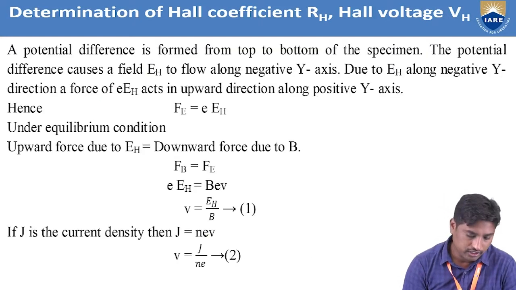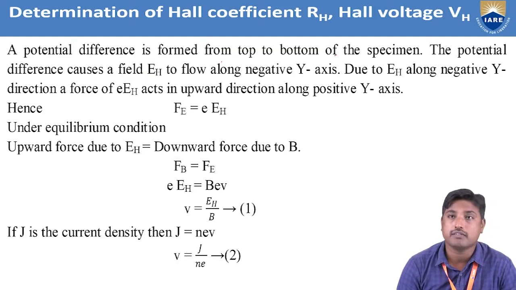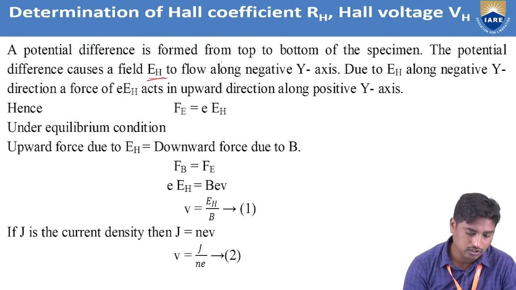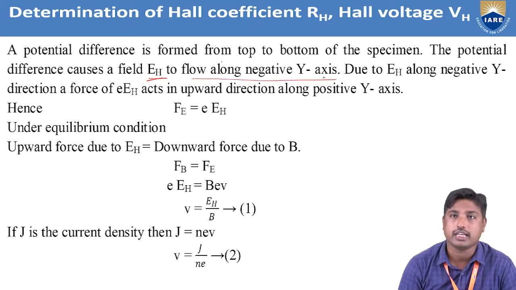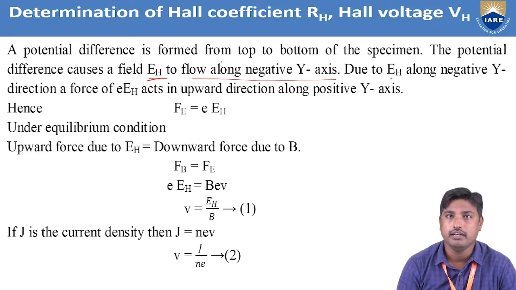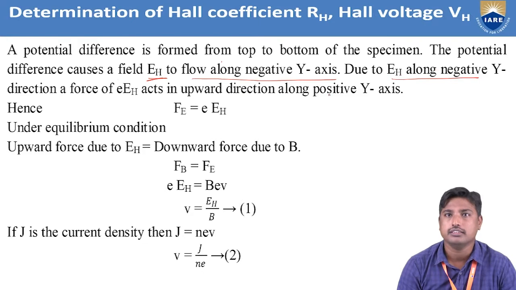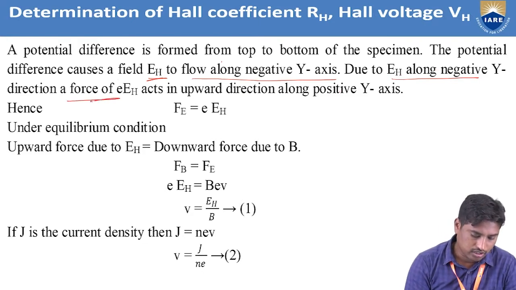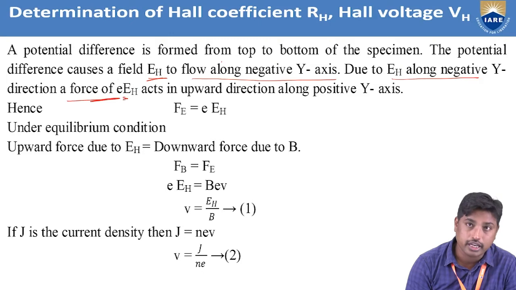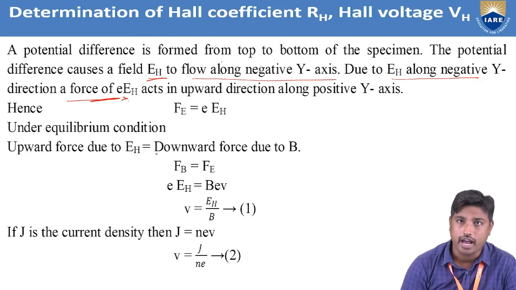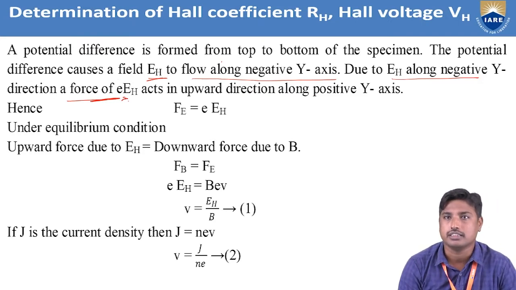A potential difference is formed from the top to bottom of the specimen. The potential difference causes a Hall field E_H to flow along the negative y-axis. What will happen? Due to E_H along the negative y-axis, a force of e into E_H, a force on the small charge of the electron, acts in the upward direction along the positive y-axis.